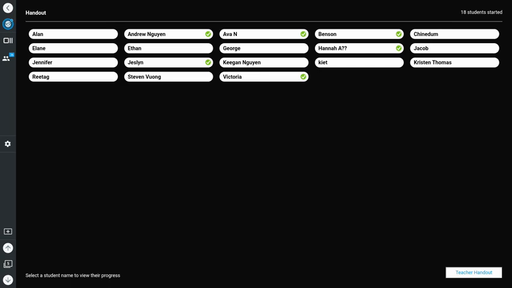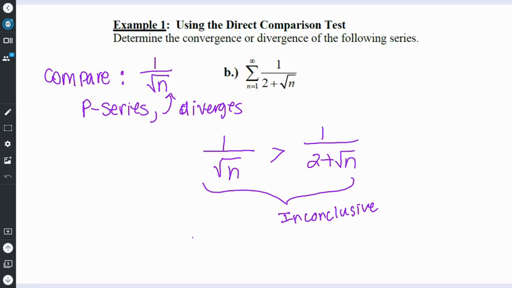Oh, no, I put my answer as inconclusive. You put your answer as inconclusive? Square root of 4 right here, right? The answer is inconclusive. In order to do a good comparison, since our comparison diverges, the comparison has to be smaller for divergence. But in this case, since it's not smaller, it's inconclusive.